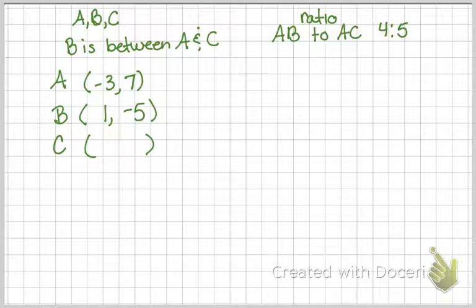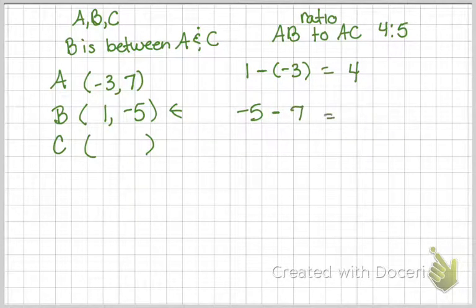So first thing we're going to do is find our differences, or how far did we travel in the x direction to go from A to B. So we're going to take B first. So 1 minus a negative 3. And when we subtract that, we end up with 4. And we're going to do the same thing for y. Negative 5 minus, excuse me, not negative 7, just 7. And we get negative 12. So this is our x movement, how far we moved, and this is our y movement, how far we moved.